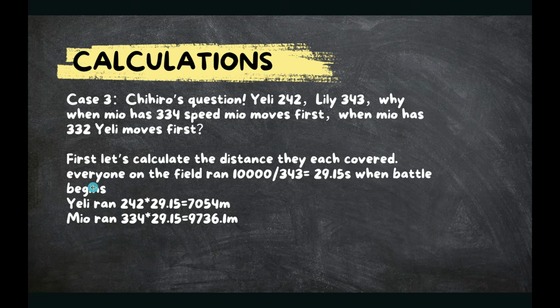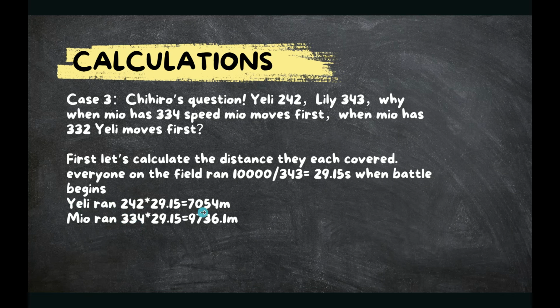So everyone on the field ran like 29.15 seconds when the battle begins, because Lily is the first one reaching the finish line, right? So when Lily reached the finish line, she used 29.15 seconds, so everyone else ran the exact same time, right? So that's how we do that, and then we use this time, multiply it by the speed of Yeli and Mew to get their position.